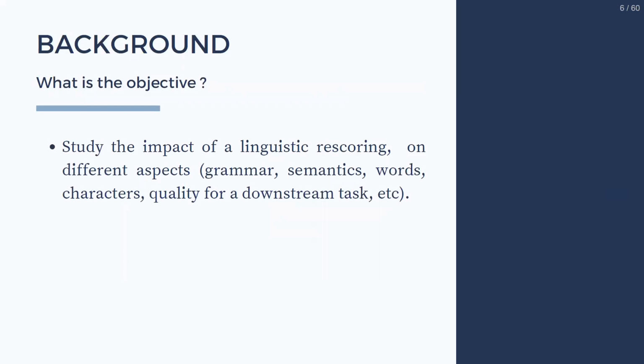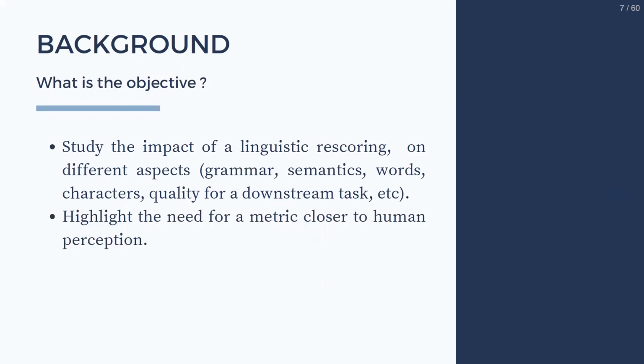What do we want to do with this work? The objective is to study the impact of a linguistic rescoring on different aspects, such as the grammar, the semantics, words, characters, and the quality for downstream tasks. We would like to highlight the need for a metric closer to human perception and change the way we evaluate ASR systems.